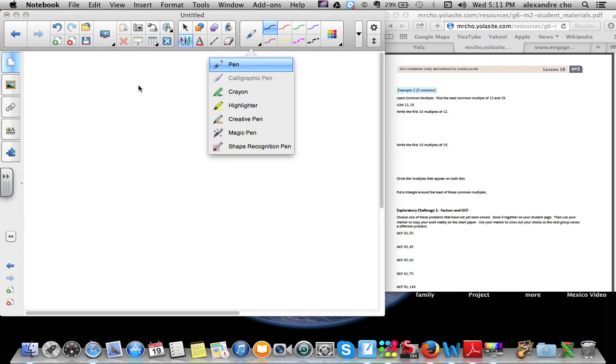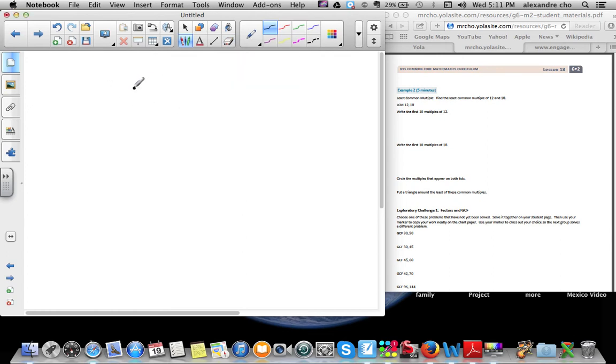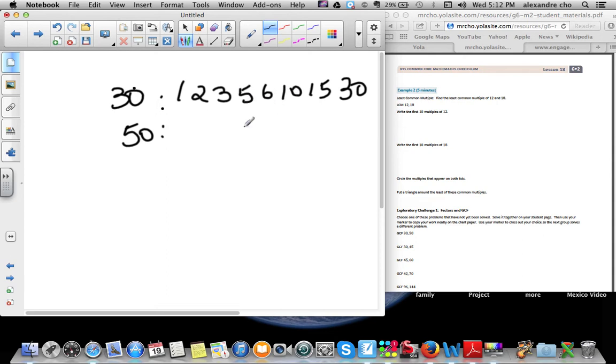So GCF between 30 and 50. This is a different question. For GCF of 30 and 50, you're listing the factors. One way of doing it is this way. 1 and 30. 2 and 15. You need to know your times table to be comfortable. 3 and 10. 4 doesn't go, 5 does, 5 and 6, 7 doesn't, 8 doesn't.